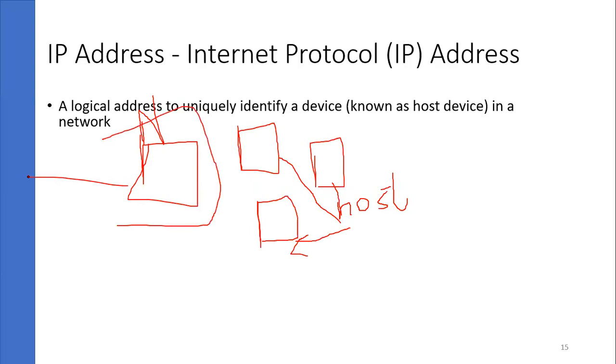This network might be connected to another network, or it might be directly connected to the internet. Somehow there's a connection to this one. So if we draw a boundary, all of these devices should connect to this network. If not, we can't transfer. And this is a logical address.